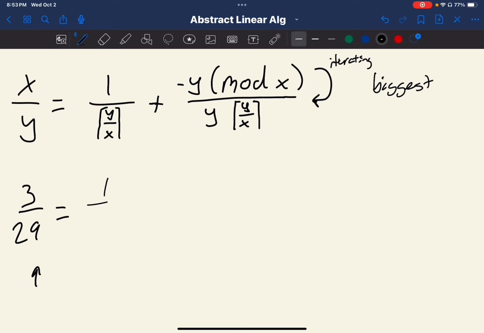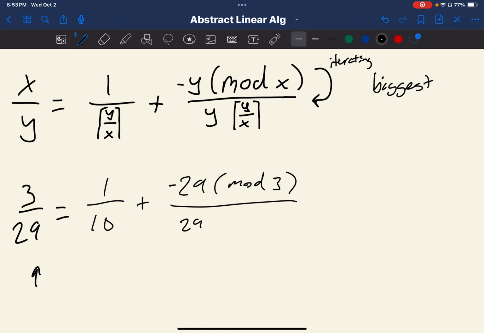We're going to have 1 over the ceiling of 29 over x, which is 3. And if we do 29 divided by 3, we're going to get like 9 point something, which means the ceiling is 10. Plus negative 29 mod 3. Mod 3, you can think of modulo, which is the word that mod is representing, as measuring. And then y, which is 29 again, times that 10. I'm just going to write 10 because we already determined that this equals 10.